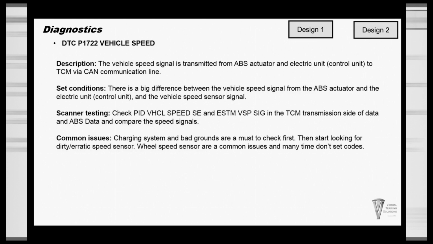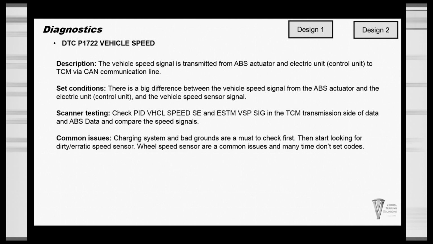P1722 vehicle speed. The vehicle speed is from the ABS actuator or the ABS unit, from the CAN bus system to the TCM. When it sees a big difference between the ABS actuator vehicle speed signal and the secondary speed sensor, when they see differences on those two PIDs, they're going to set this code.